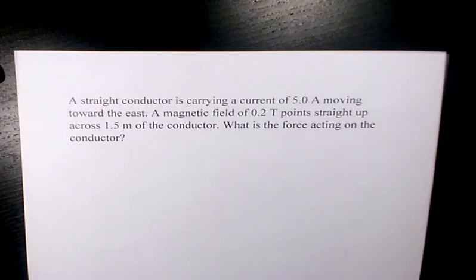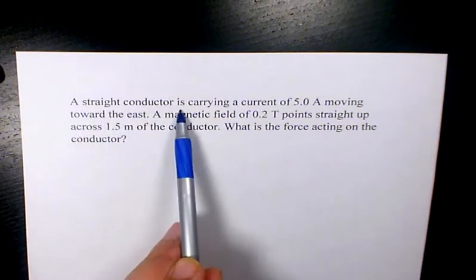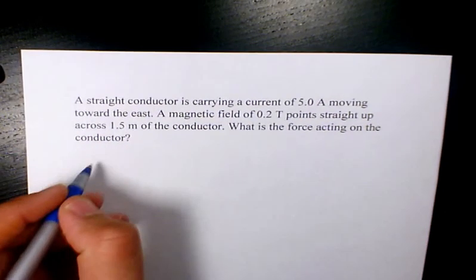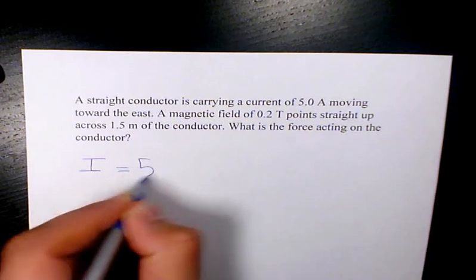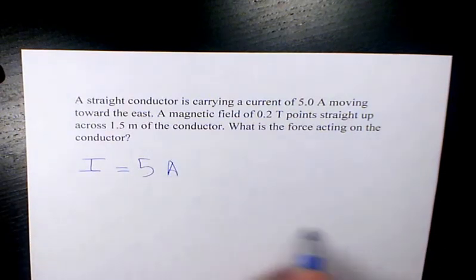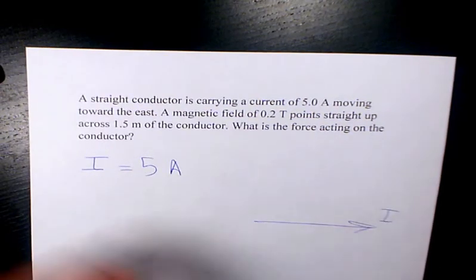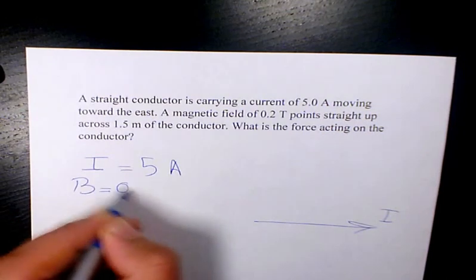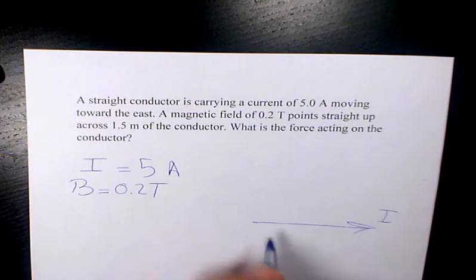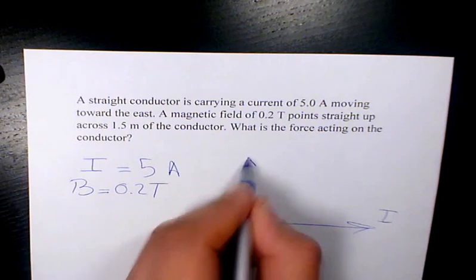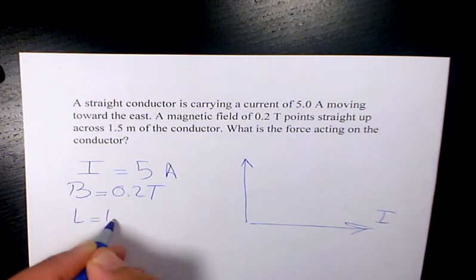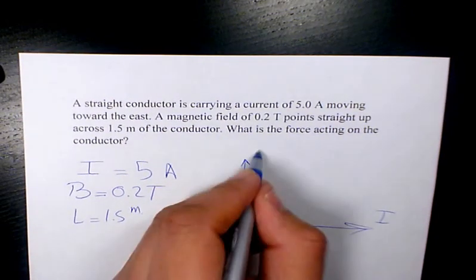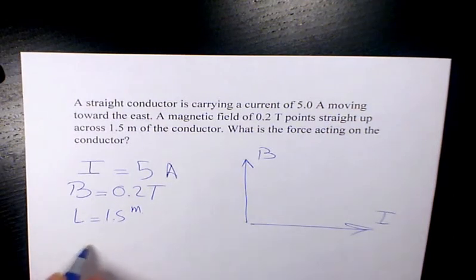And final question, it says a straight conductor is carrying a current of 5 amp moving toward east, a magnetic field of 0.2 Tesla points straight up across a 1.5 meter conductor. What is the force acting on the conductor?